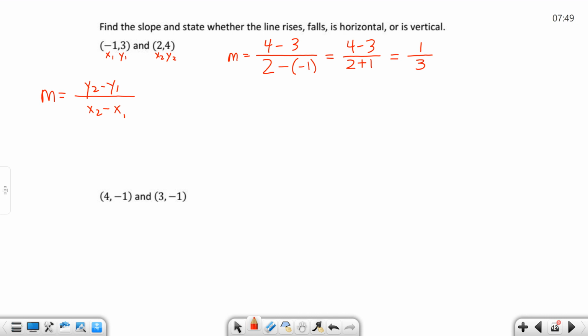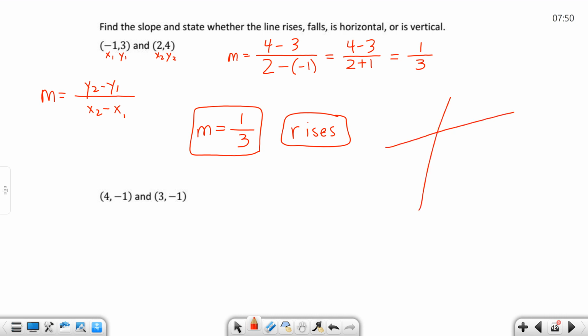Can I simplify that? Meaning, is there any common factor I can divide out or anything like that? And the answer here is no. So my slope for this one, M equals 1/3, and that's the first part of the answer. And this line rises. Why does it rise? Because the slope is positive, and it rises from left to right. Now, because 1/3 is really close to 0, it's going to rise slowly. It's not going to be a steep line like that, okay? It's going to rise slowly.